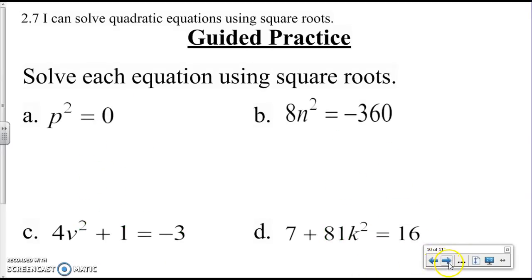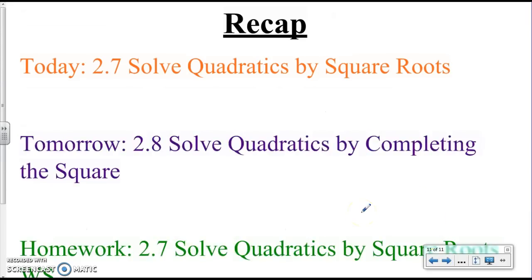Okay, you're going to try the next ones on your own, and then go through them in class or have them checked with a partner, and then when you finish, you are going to go ahead and do your homework. Next, you are going to solve quadratics by completing the square.